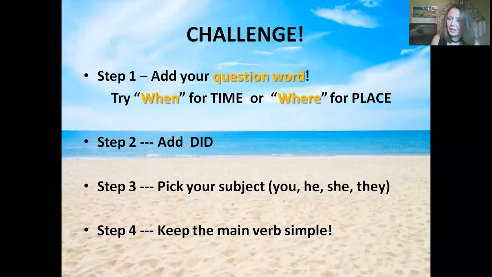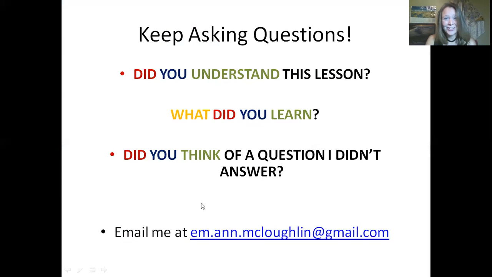So if you're looking for a challenge, try adding a question word before that construction. When did she hike? Where did she go? The main thing here is don't allow yourself to forget the steps we went over just because you add a WH word at the front. The rest of your sentence construction remains the same. And of course, keep asking questions.